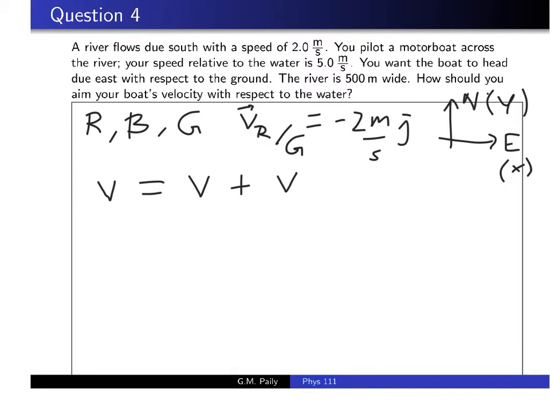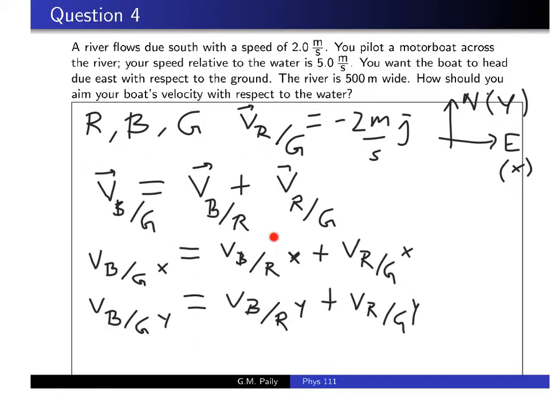Since we're interested in the boat with respect to the ground, we end up with this relation. Since this is a vector equation, we can split it up into its components. In other words, VB with respect to G x component is equal to VB with respect to R x component plus VR with respect to G x component. The same applies for the y direction.